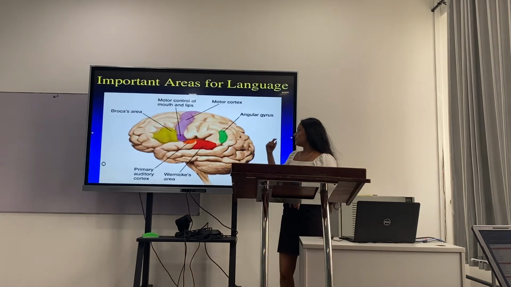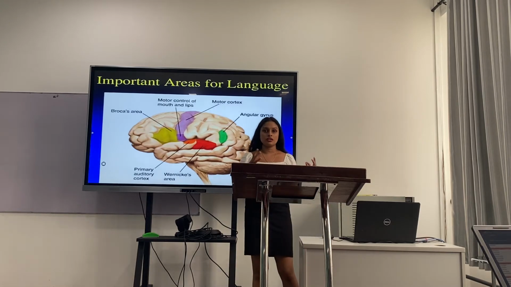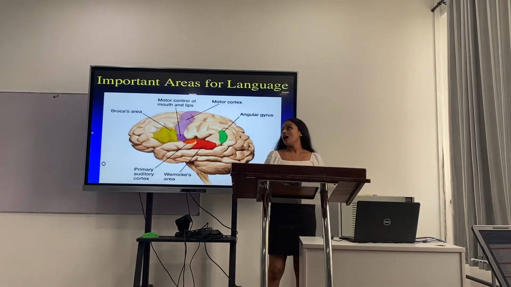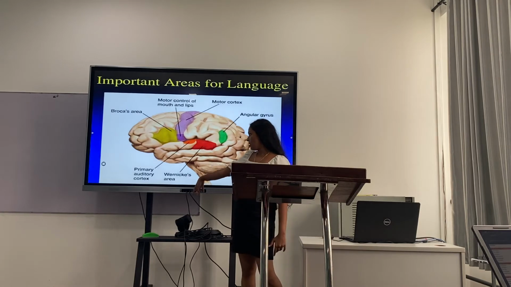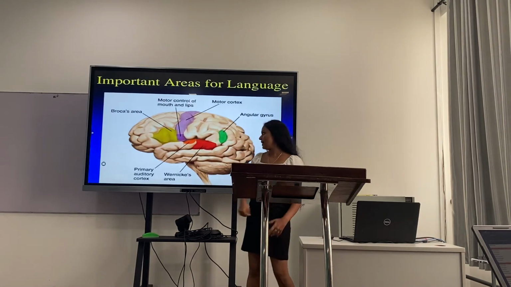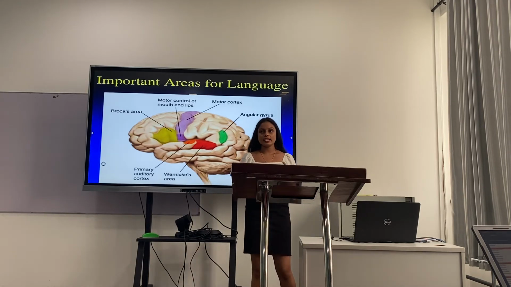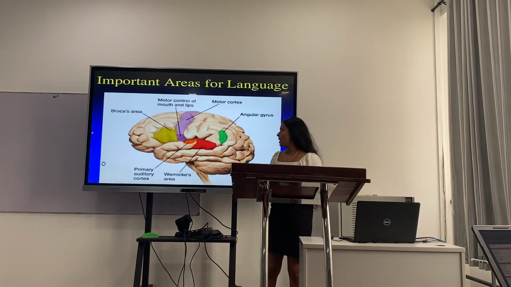Going on to the next part, the angular gyrus, the turquoise colored part, is where all the information is assembled and understanding of the concept takes place. The next part I'm going to talk about is the primary auditory cortex, this orange part between the motor cortex and Wernicke's area. This is where all the auditory signals are communicated, assembled and memorized.